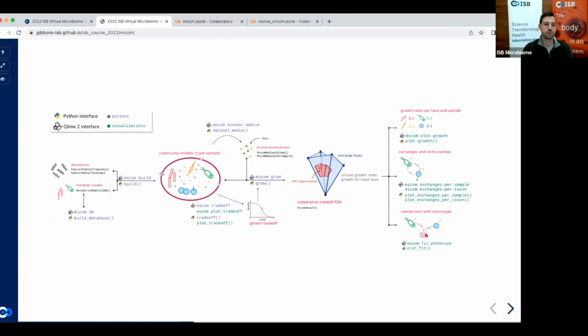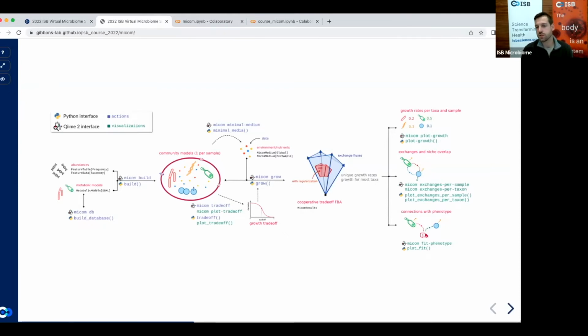So here's a quick overview of sort of the typical workflow within Mycom. Like I mentioned previously, we start with feeding that abundance data in, as well as a database of genome scale metabolic models. Mycom then maps the abundance data to that database and pulls in reconstructions of all the taxa present in our model. We then apply a medium and allow Mycom to predict unique growth rates for most of the taxa present in our community, and then also predict fluxes based on those growth rates that are then output to the user.